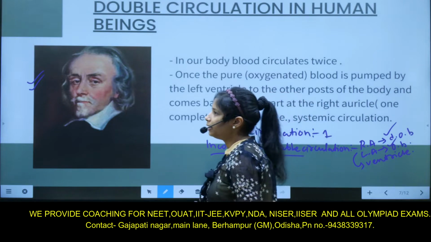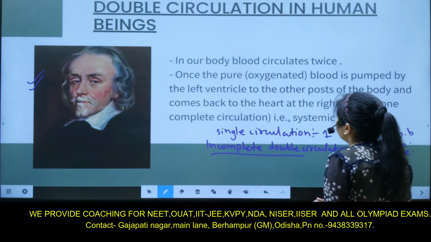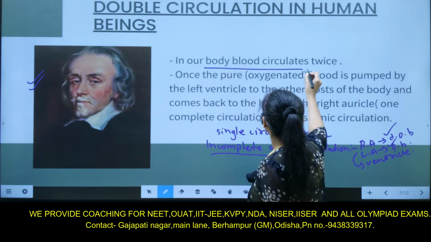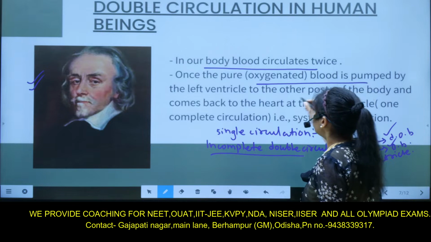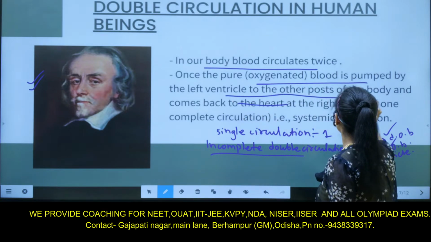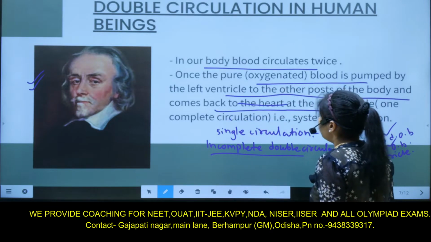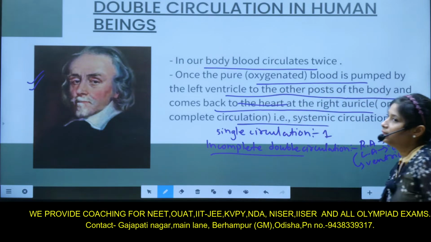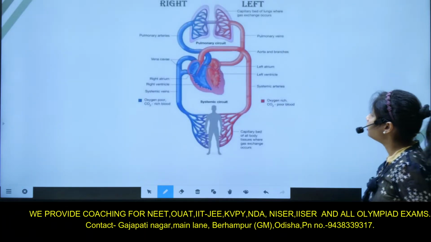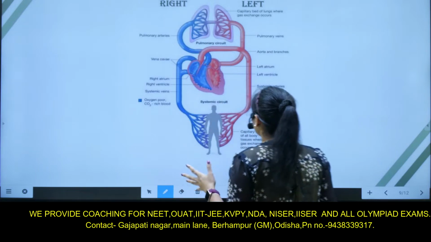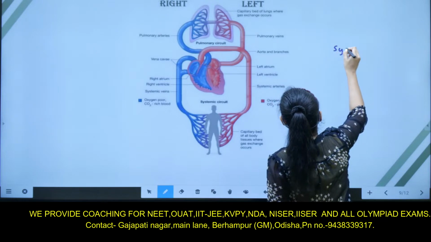And here is the complete double circulation. How does it occur and how is it known as complete double circulation? So let's understand. In our body, blood circulates twice. Once, the pure oxygenated blood is pumped by the left ventricle to the other parts of the body and comes back to the heart at the right auricle. One complete circulation is known as systemic circulation. Here is a beautiful diagram that shows you the complete double circulation. How does it occur? So I told you about the systemic circulation.